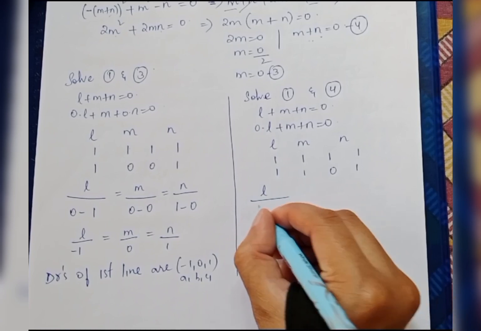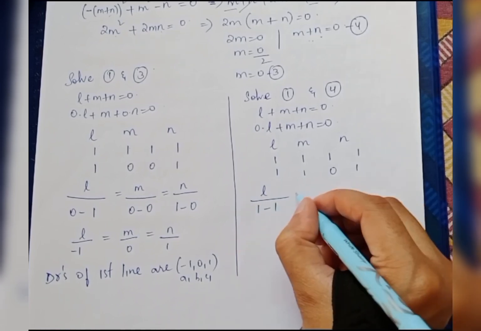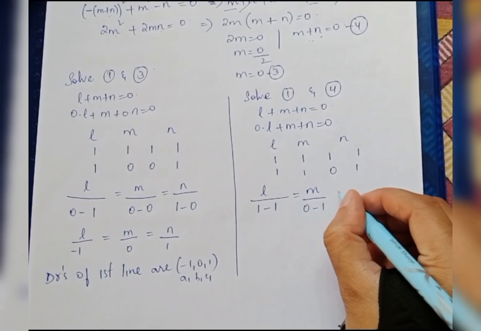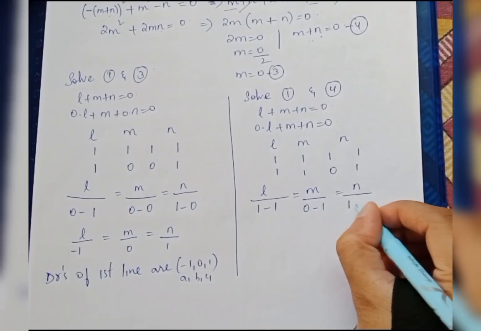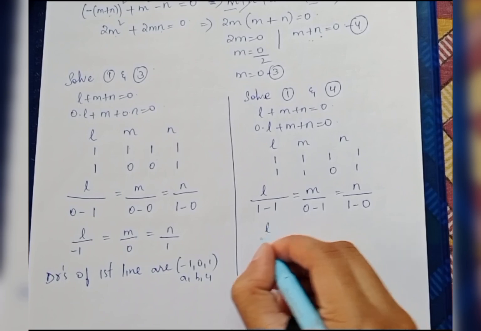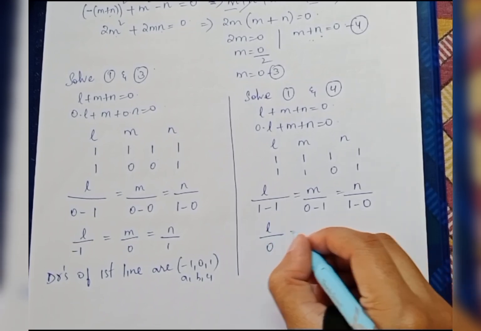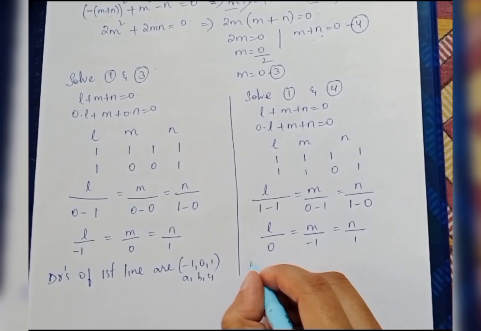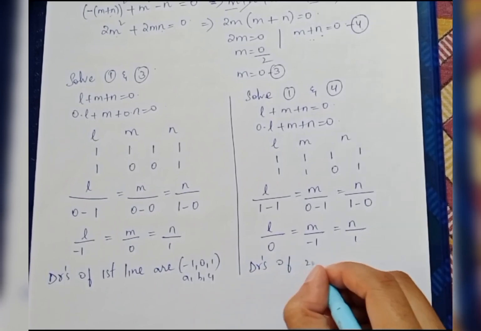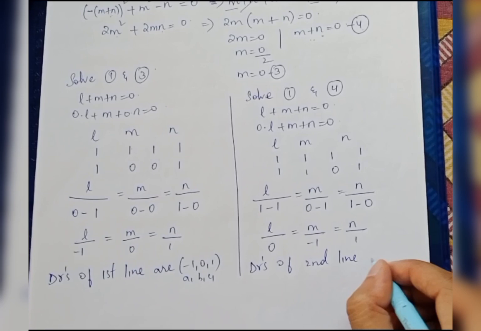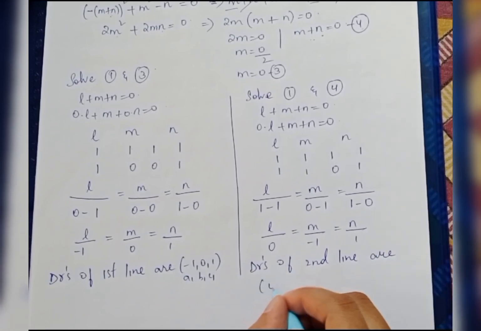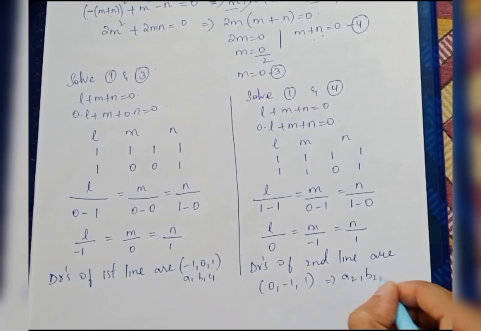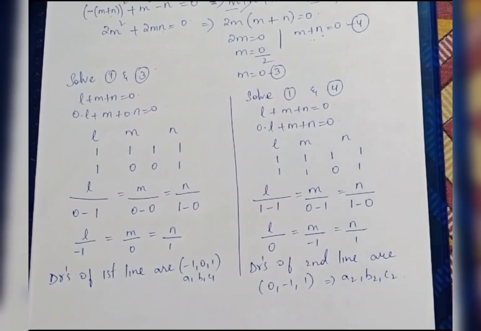So it is l by 1·1 − 1·1 = 1, m by 1·1 − 1·1 = 1... n by 1·1 − 0·1 = 0. So it is l by 0 equals m by minus 1 equals n by 1. So the DRs of the second line are 0, minus 1 and 1, which is the value of a2, b2 and c2.